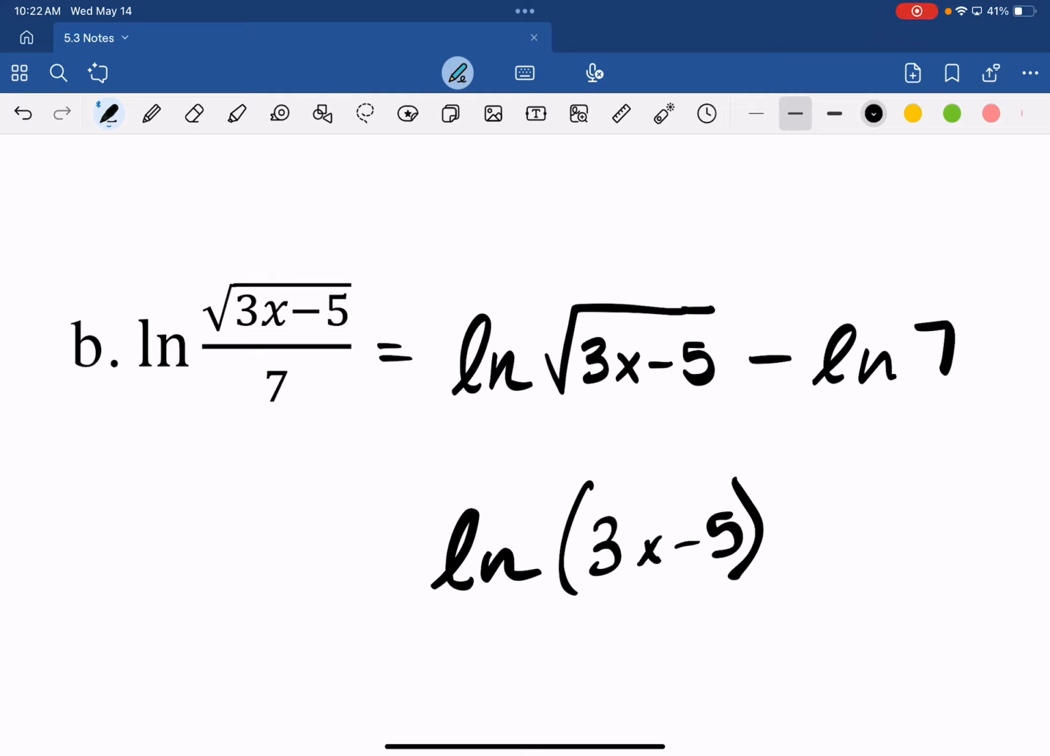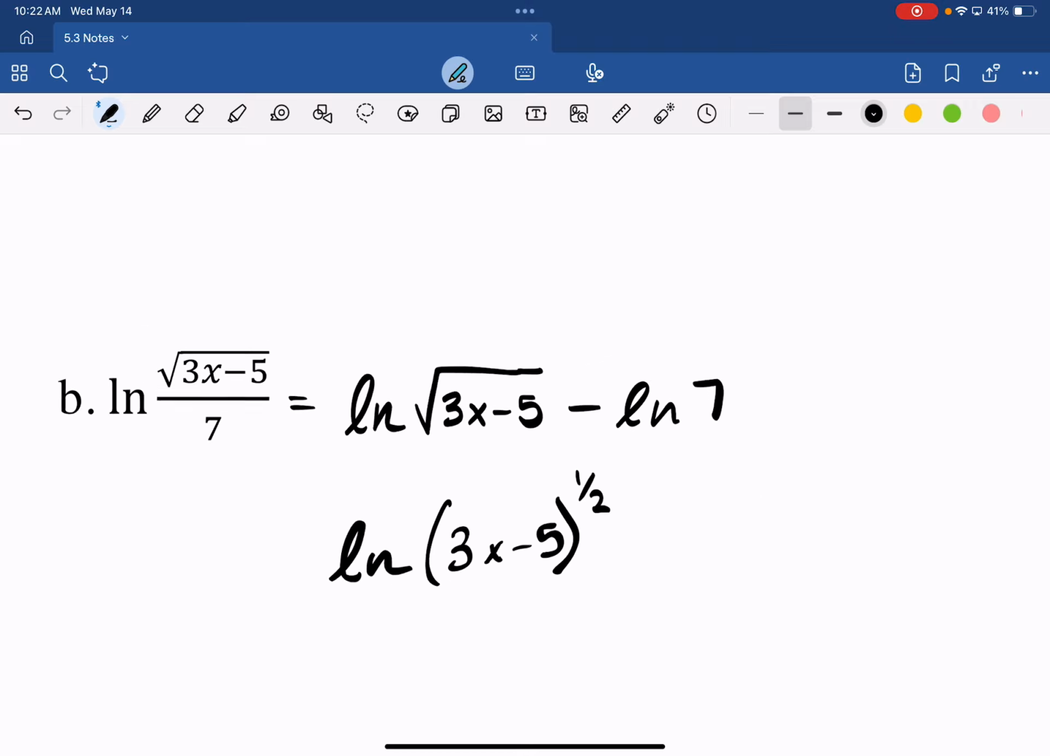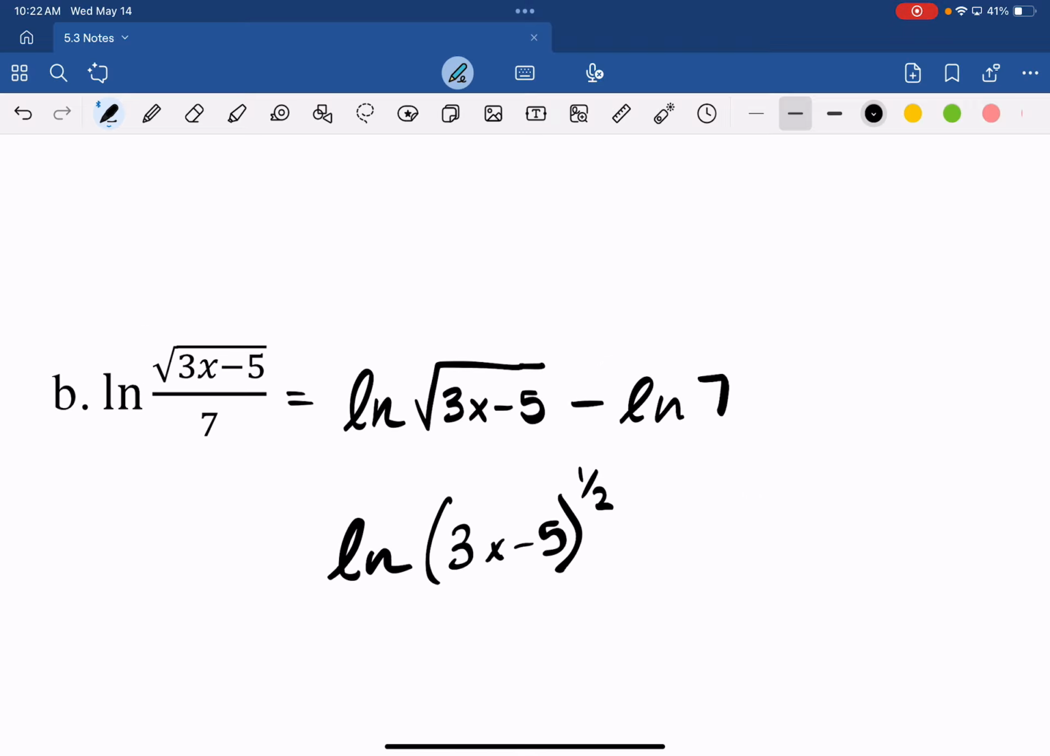Now remember, it's not a square. If it's a square root, it's a half. If you see a radical, your exponent is a fraction. I'll say that again. If you have a radical, your exponent is a fraction. Okay, so we just rewrote it.